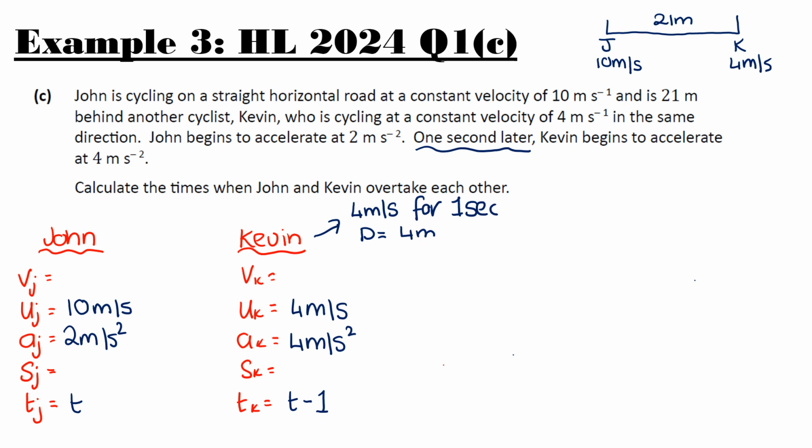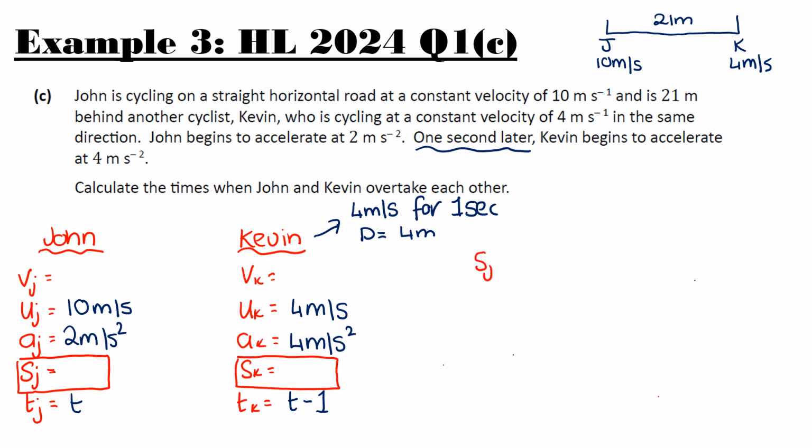And that's the bit that will be easy to lose, because often when we see these questions, if somebody starts doing something a second later, usually they're starting to move, so nothing happens. But because this question started with them both going at a constant velocity, Kevin has movement before this question starts. And because his acceleration section doesn't start for 1 second, he still has that movement, and we still need to take that into account. So let's work with S for both of these guys, John and Kevin.